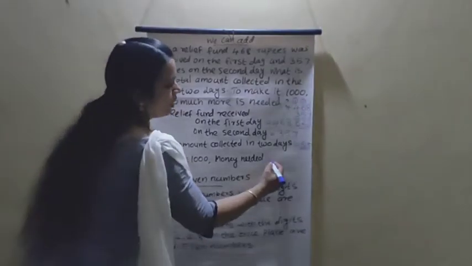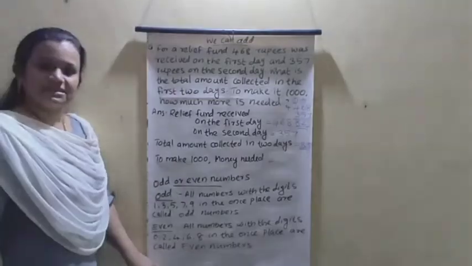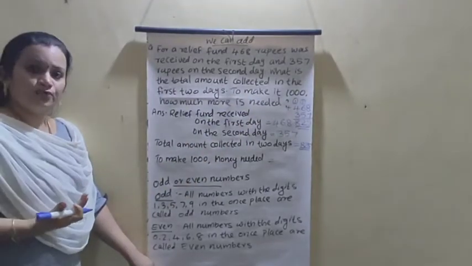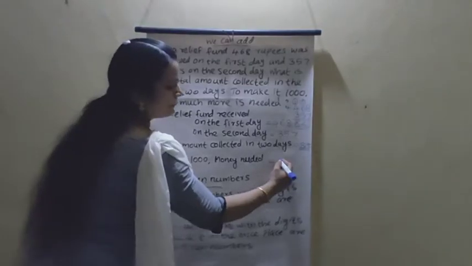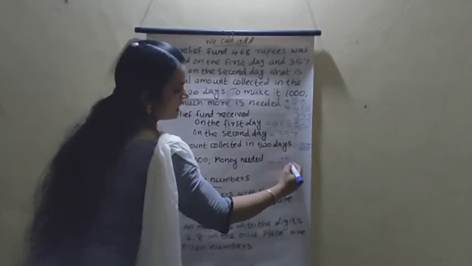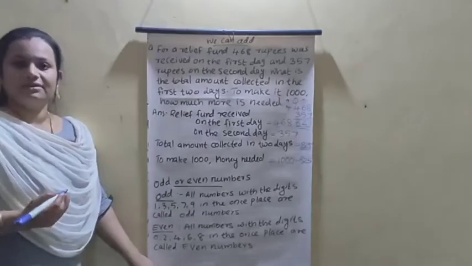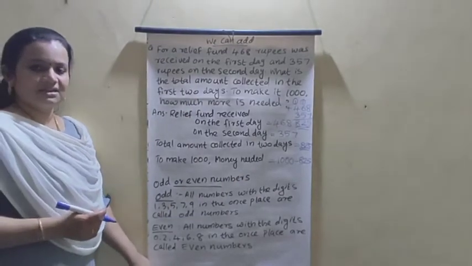We already have 825 rupees, and we want to make 1,000 rupees. How much money is needed? How do we find out? Do the subtraction. 1,000 minus 825. Do you know the subtraction, children?